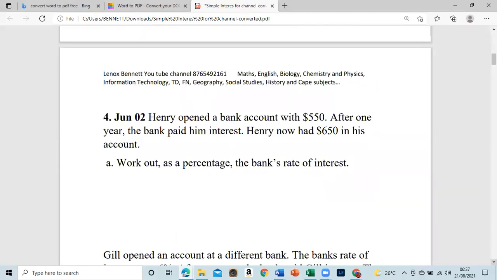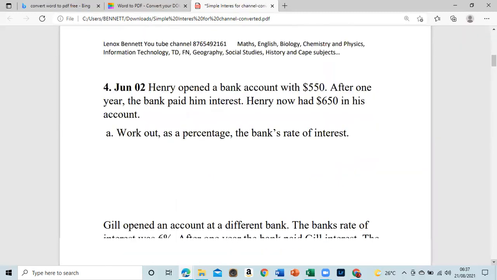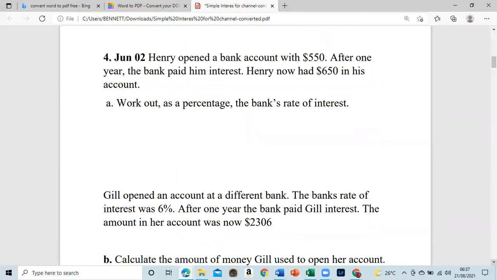All right, number 4, let me just go more. And this is June 02. Henry opened a bank account with $550. After 1 year, the bank paid in interest. Henry now has $650 in his account. Work out as a percentage the bank rate of interest.